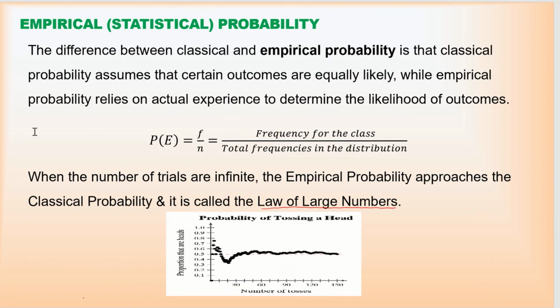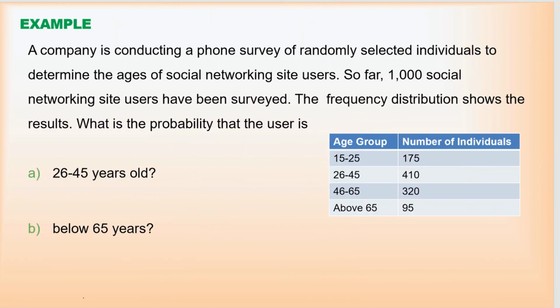So we are going to take an example on how we can use empirical probability to calculate the probability of a certain event. A company is conducting a phone survey of randomly selected individuals to determine the age of social networking site users. So far, 1,000 social networking site users have been surveyed. The following frequency distribution shows the result. Ages 15 through 25, 175 of them use social networking sites; 26 through 45, 410; 46 through 65, 320; above 65, 95. When you add all this, it is 1,000 because 1,000 of them were surveyed. Now we have to find the probability that the user is between 26 and 45 years old.